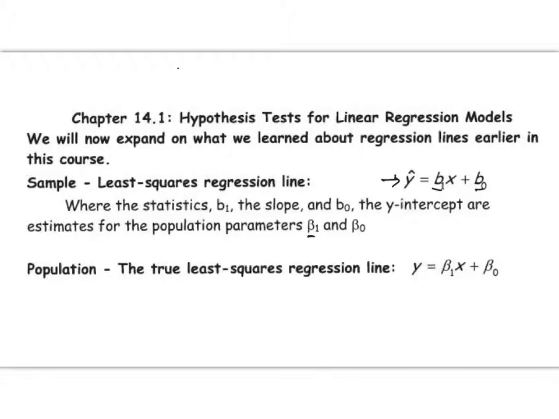So the population true least squares regression line, which we won't have because it's almost always impossible to get the population value, but if we had the population value, we'd write it like this: y equals beta B1 x plus beta B0. So what we're actually calculating when we run a regression is our predicted slope, our predicted y-intercept, and our predicted y value.